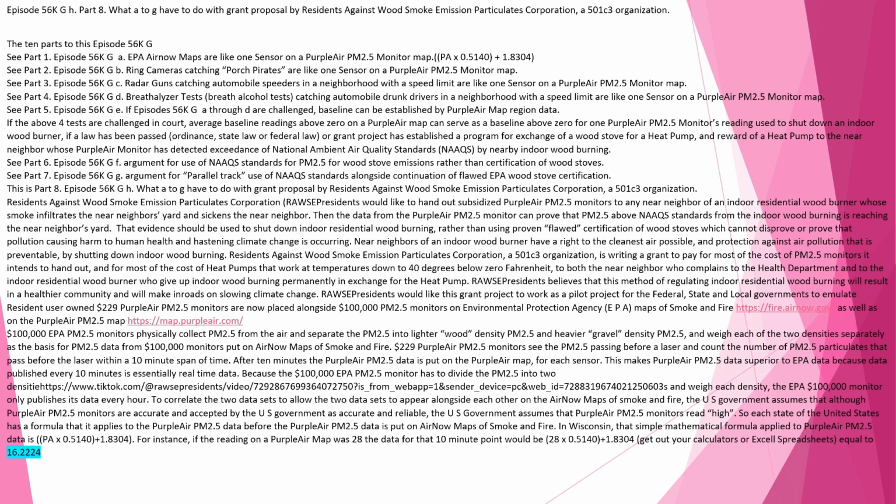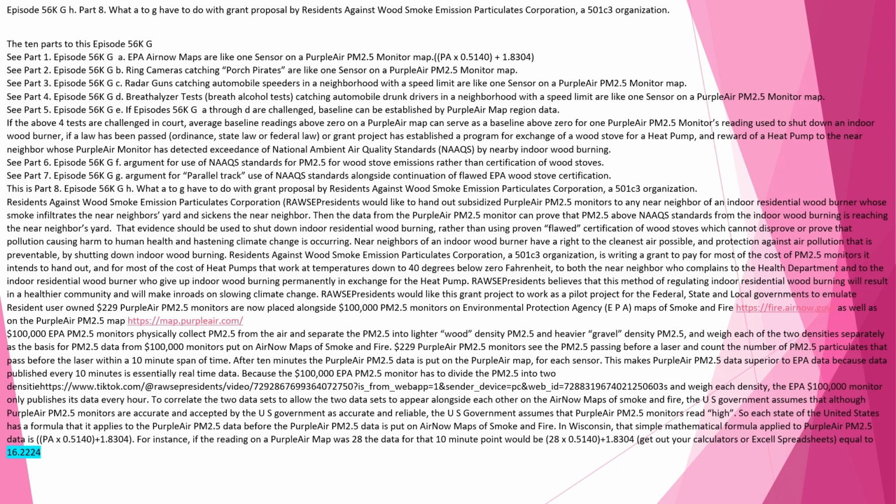See Part 4. Episode 56, KGD, Breathalyzer tests, breath alcohol tests, catching automobile drunk drivers in a neighborhood with a speed limit are like one sensor on a PurpleAir PM2.5 Monitor map. See Part 5. Episode 56, KGE. If Episodes 56 KGA through D are challenged, baseline can be established by PurpleAir map region data. If the above four tests are challenged in court, average baseline readings above 0 on a PurpleAir map can serve as a baseline above 0 for one PurpleAir PM2.5 monitor's reading used to shut down an indoor wood burner.